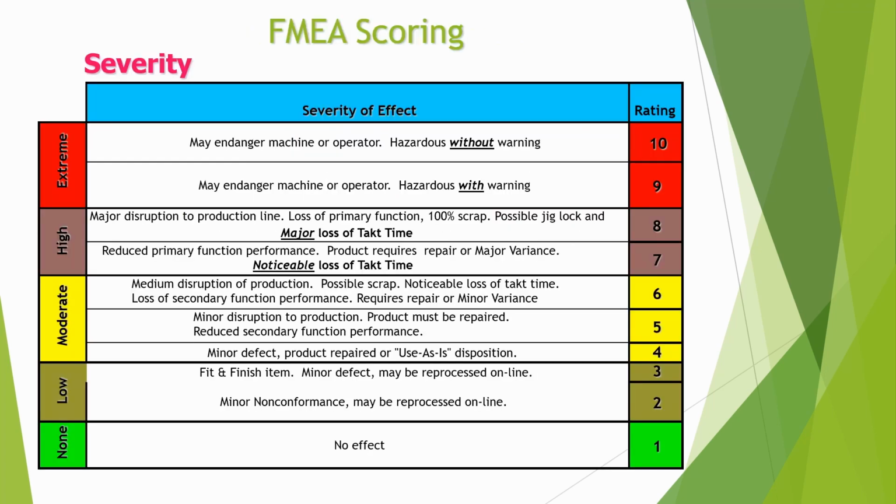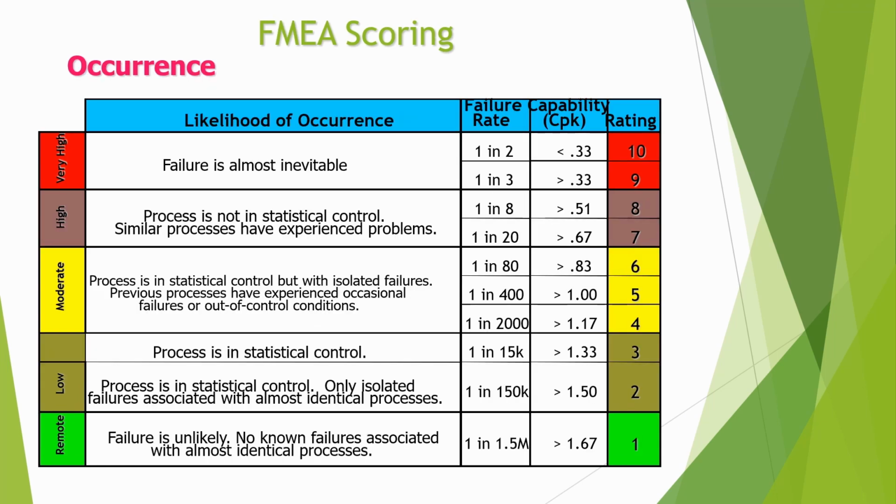This is the FMEA severity rating criteria to rank the severity of effect. Higher numbers indicate more severe consequences. This is the FMEA occurrence rating criteria to rank the likelihood of occurrence. A higher number represents higher seriousness or risk.